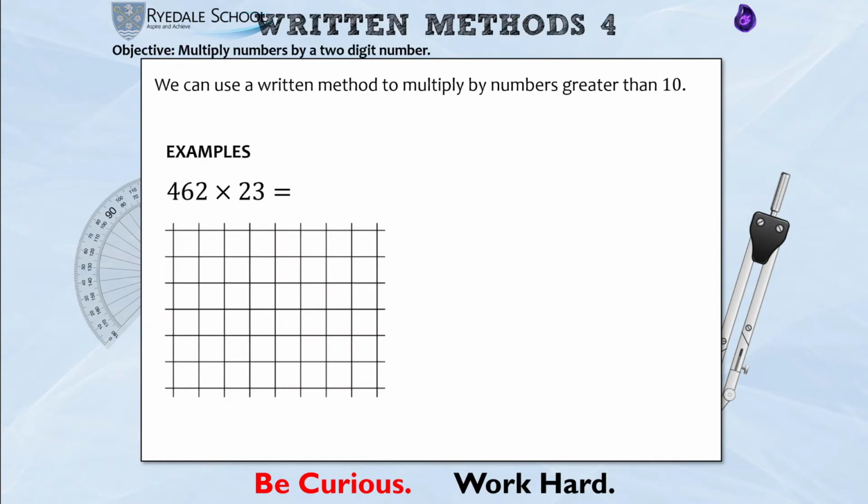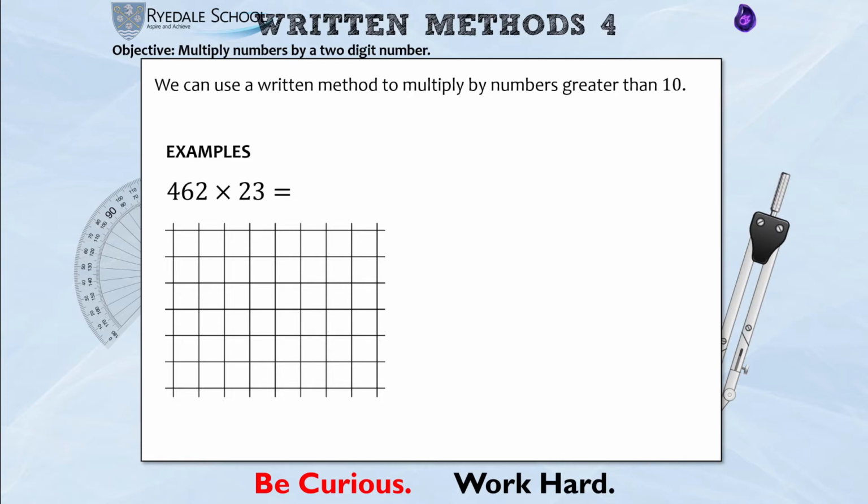So I hope you've managed to print out my sheet for today, but do not worry if you haven't done so or you can't do so. Just write the title Written Methods 4 into your book. Do write down today's date, and the objective for today is multiply numbers by a 2-digit number. So we're going to be multiplying by numbers greater than 10.